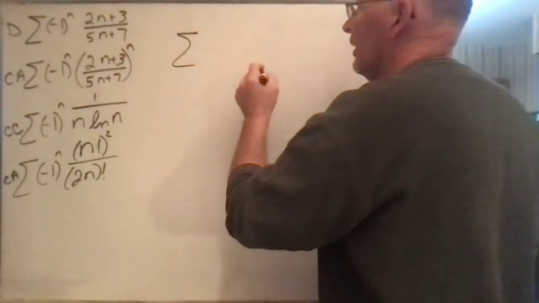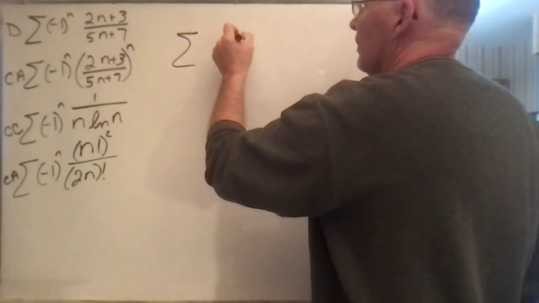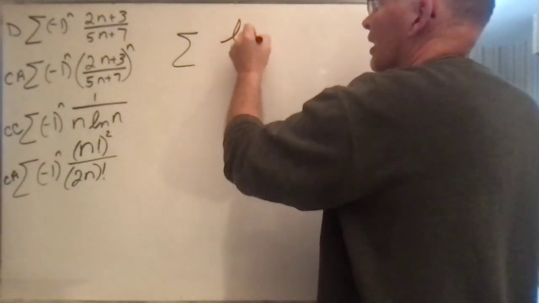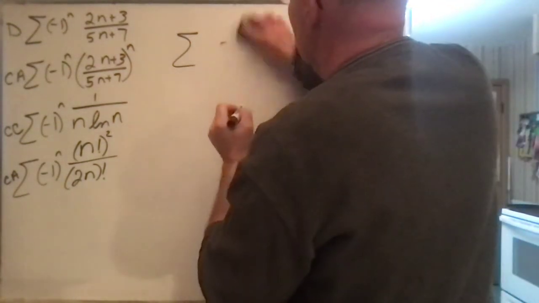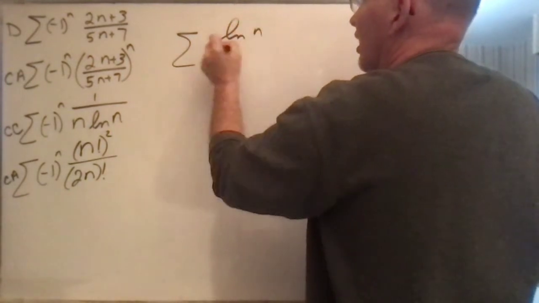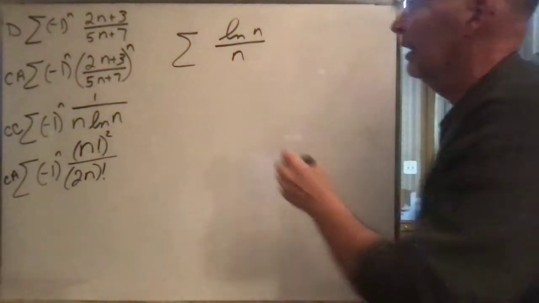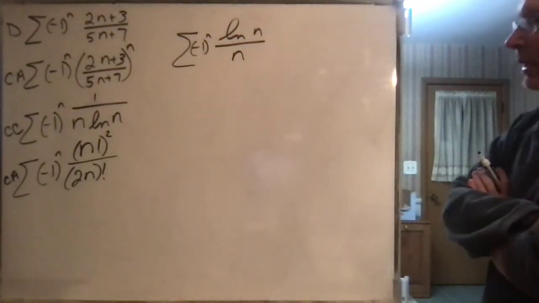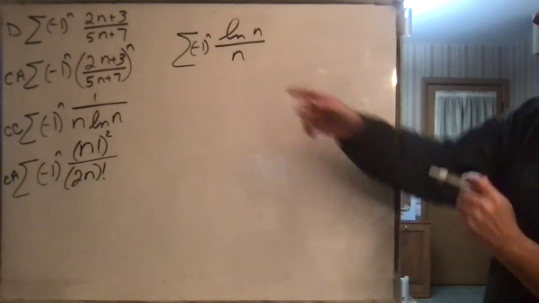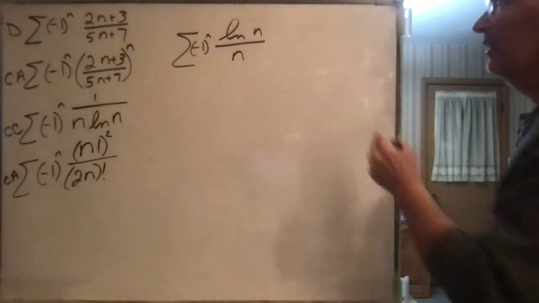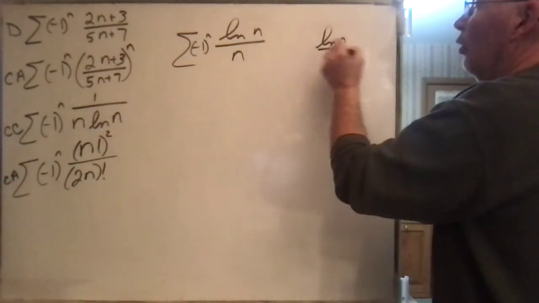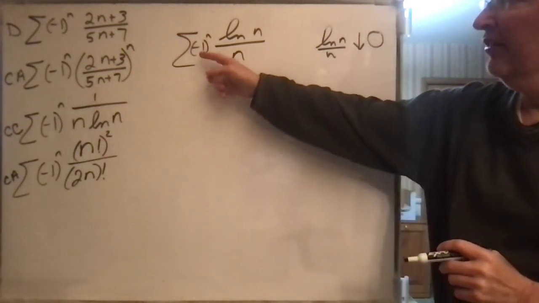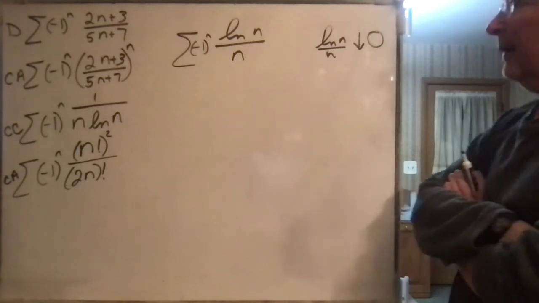Okay, let's try something else. I don't know, let's get some ln's in here. How about this one? How about ln of n over n, all times negative 1 to the n. Okay, what about that one? Well, I look at that and I say n is growing faster than the ln of n. So the ln of n over n is going monotonically to 0. So the fact that I have the alternating sign there means it's going to at least converge conditionally.